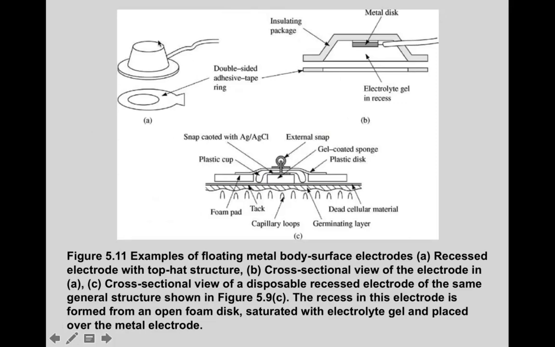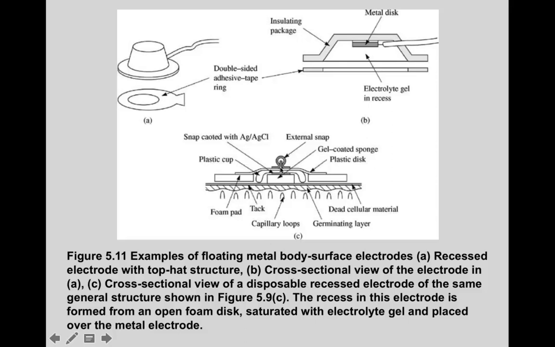This is a common one, the recessed electrode with the top hat structure. This is fairly common also in EEG. You have a little insulating package. This area in here gets filled with gel. The actual electrode contact is at the top, and these are reusable. This is what we actually use if a person does not use a cap to do an EEG, they will use these little electrodes.